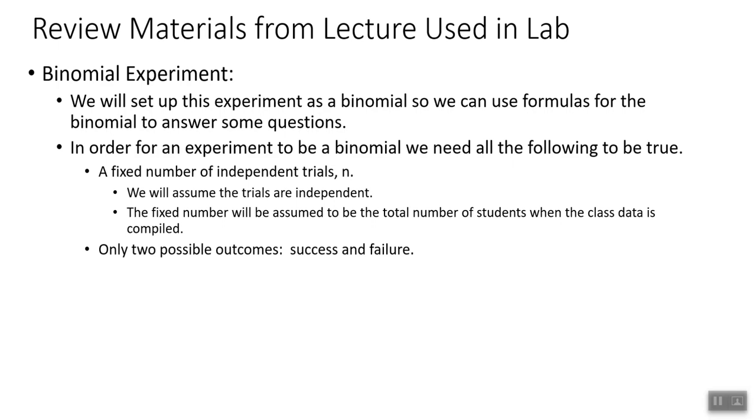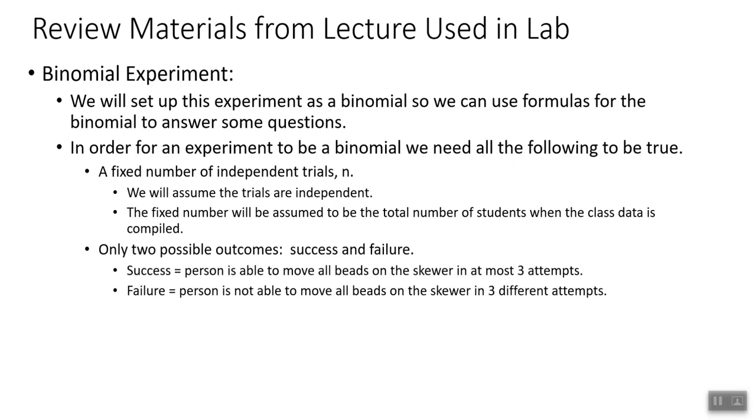The second characteristic of a binomial is you need only two possible outcomes, a success and a failure. In this experiment, a success would be if a person is able to move all the beads on the skewer in at most 3 attempts. A failure would be a person who is not able to move all the beads on the skewer in 3 different attempts. Don't worry, it doesn't matter if you succeed or fail at the experiment. That has nothing to do with what will happen with the lab.